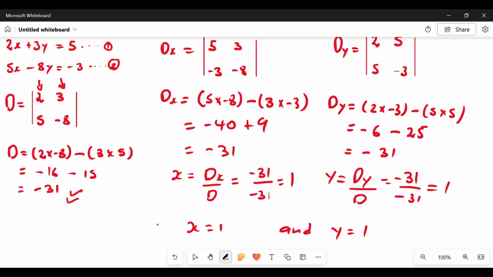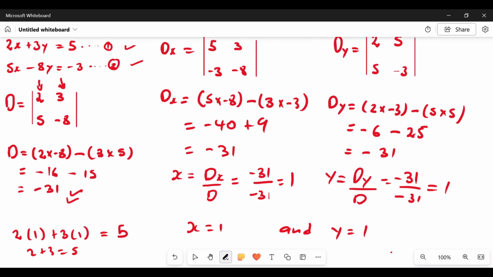You can also check your answer if it's correct by substituting both x and y on one of the equations there. So I'm going to substitute on the first equation. If I say 2 multiplied by 1 wherever there is x plus 3, remember y is also 1, this must give us 5. All this is equaling to 5 from the equation. So this is 2 plus 3 is equaling to 5. There we go. So we can say x and y is equaling to 1.